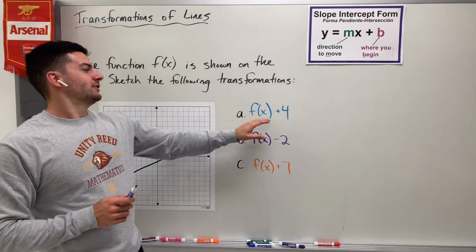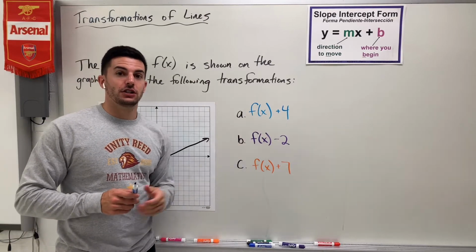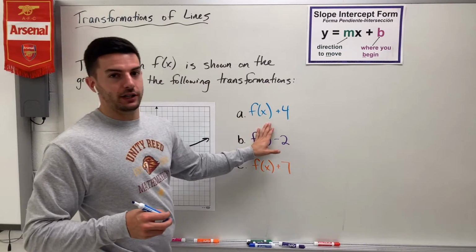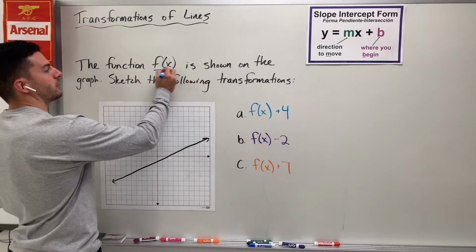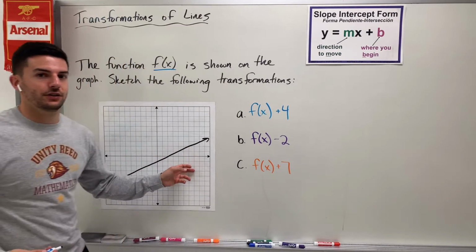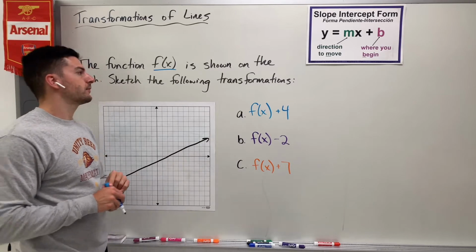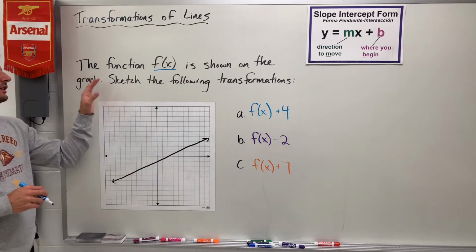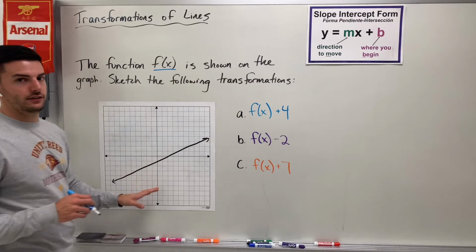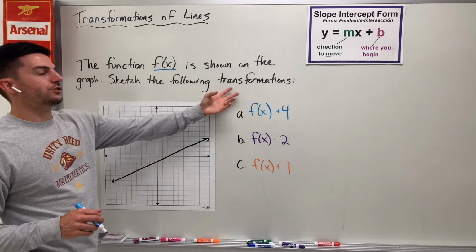Good times. You can see that this is going to involve that function notation that we may not have seen yet, but we'll talk more about later in the year. All you need to know right now is that f of x is kind of the name of this line. It's a weird name, but the function f of x is shown on the graph. That's its name. And it says sketch the following transformations.